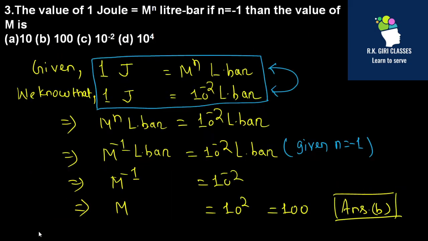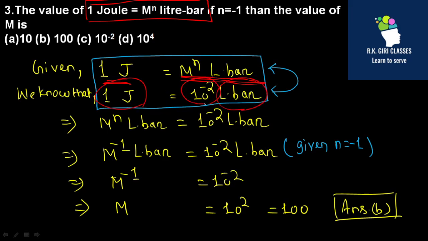Coming to the next slide. The value of 1 joule is equal to, given here, m to the power n liter bar, right? Coming to the point, that means 1 joule here given is equal to m to the power n liter bar, and you know that 1 joule is equal to 10 to the power minus 2 liter bar.